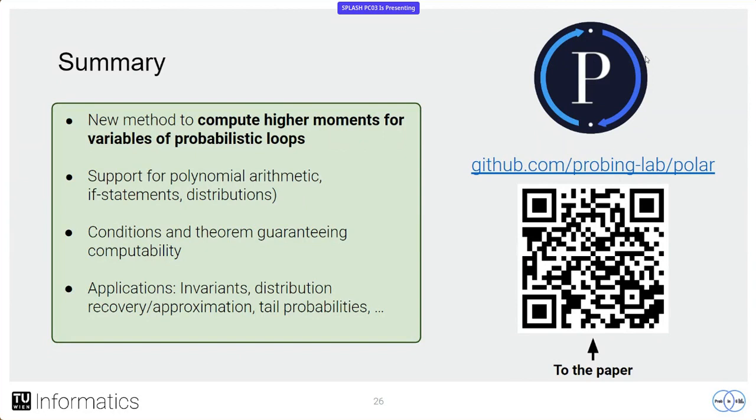Didn't Kozen prove that you can flatten to one loop, even for probabilistic programs? In theory, yes. Yeah, okay.